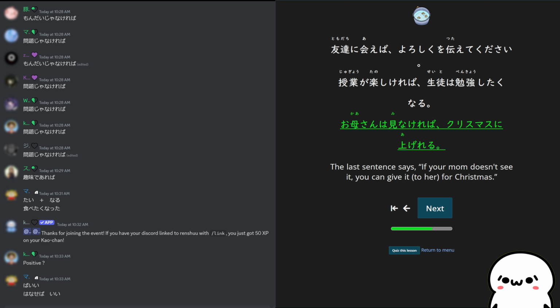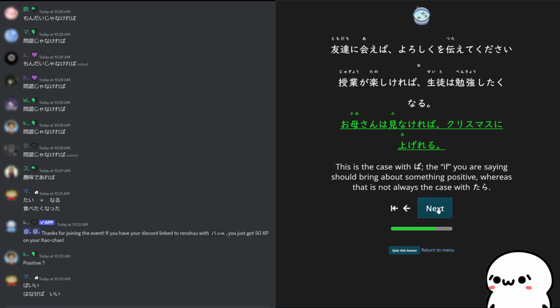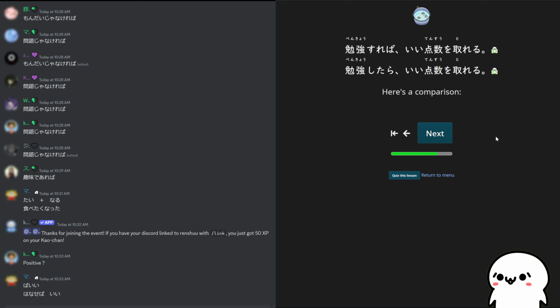Because comparing it to tara, it's not as exclusive in its meaning. Tara can be used with a positive or negative ending, whereas the ba will generally have this positive meaning on the end of it. So we're going to kind of jump back and forth between these examples. So let's take a look at these. These are both okay, as Kalchan is telling us.